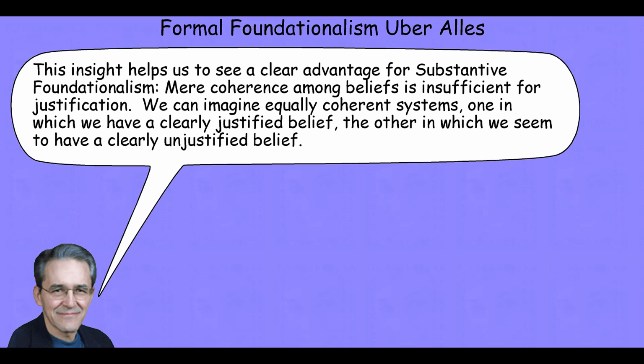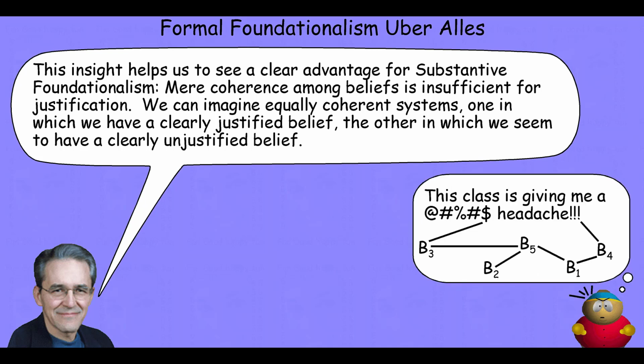Mere coherence among beliefs is insufficient for justification. We can always imagine equally coherent systems, one in which we have a clearly justified belief, the other in which we have a clearly unjustified belief. We might recognize this as a version of the argument that Bonjour mentions as a typical argument brought up against coherence theory. So here we've got Cartman. He's got this system of coherent beliefs. He's got an actual headache, a throbbing pain. He's got a belief: this class is giving me a headache, that is coherent with all these other beliefs. Coherent system of beliefs. I got a belief. The belief looks justified. Why? Class is really giving him a headache.